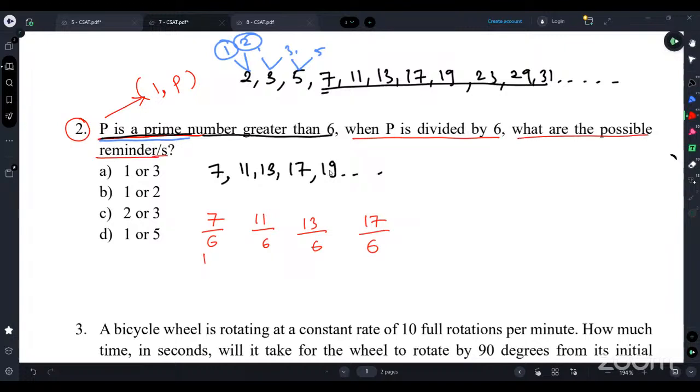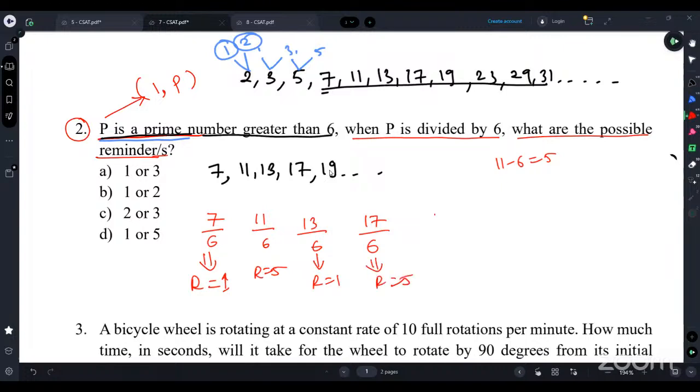Now in this case, guys, what is the remainder? 7 is not divisible by 6. So 6 ones are 6, remainder will be 1. Again, 6 ones are 6 and 11 is not divisible, so remainder will be 5 because 11 minus 6 is 5. So in the first case, you will have remainder 1. In the second case, you will have remainder 5. In the third case, you will again have remainder 1 because 6 2s are 12, 1 will be remainder. Here again, 6 2s are 12, remainder will be 5.